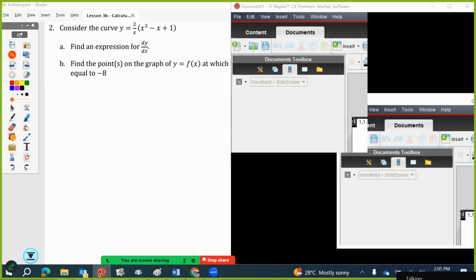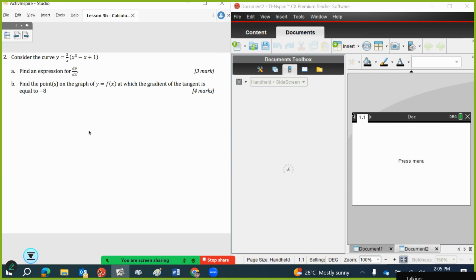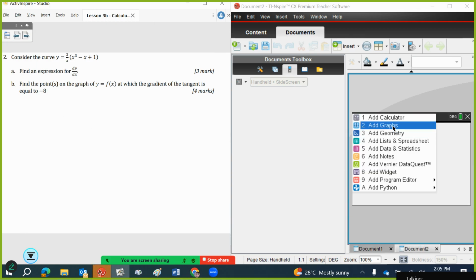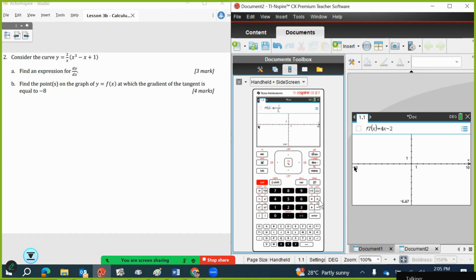Okay, so here's my calculator. There's our question. And we want to add a graph. And we are going to graph four x minus 2 over x squared.